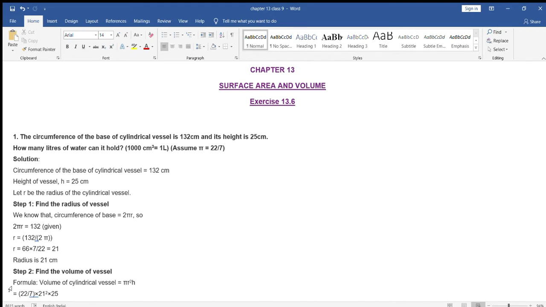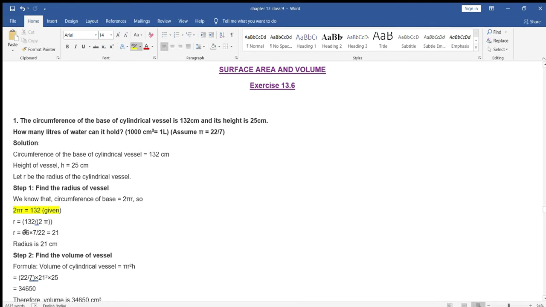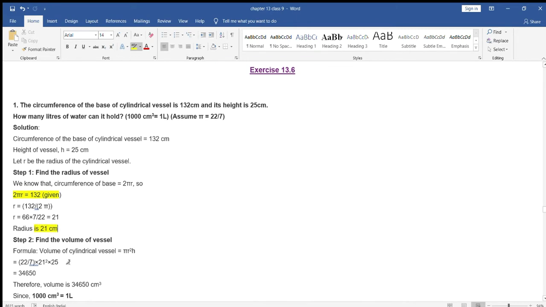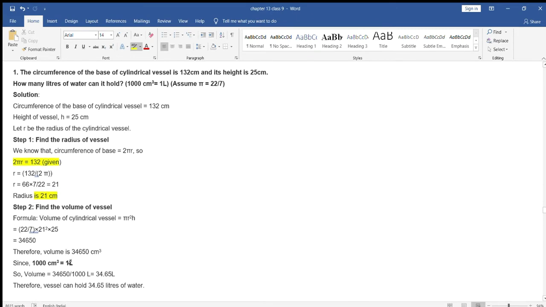If circumference is given to us, what it means is that 2 pi r is 132. What is given to us? 2 pi r is 132. So from here we can find r. With the help of it, what have we found? We have found r. Now what we have to find out? We have to find out how many liters of water it can hold. So for finding it, we have to find the volume.